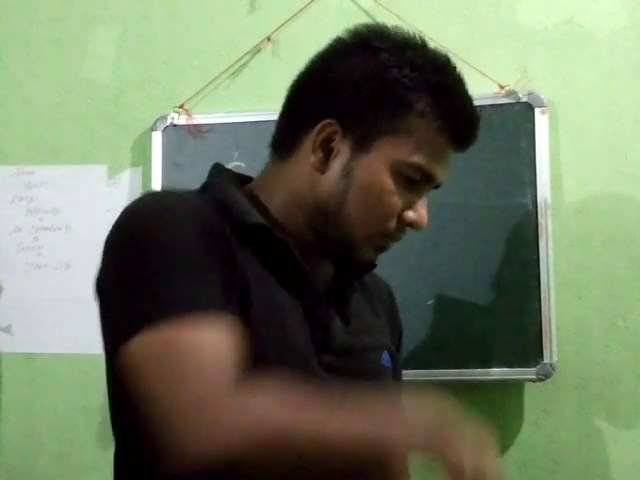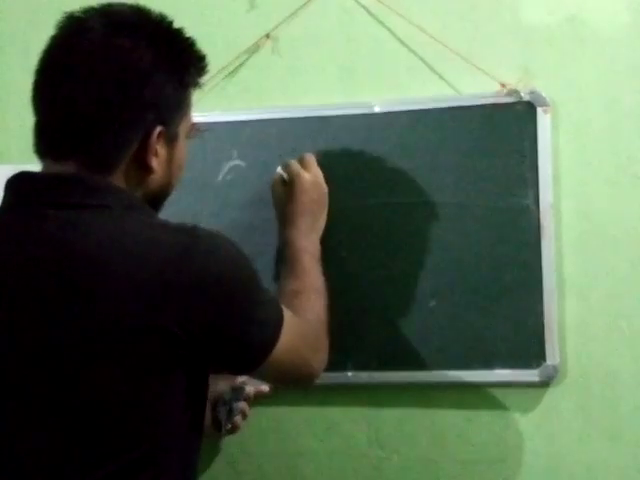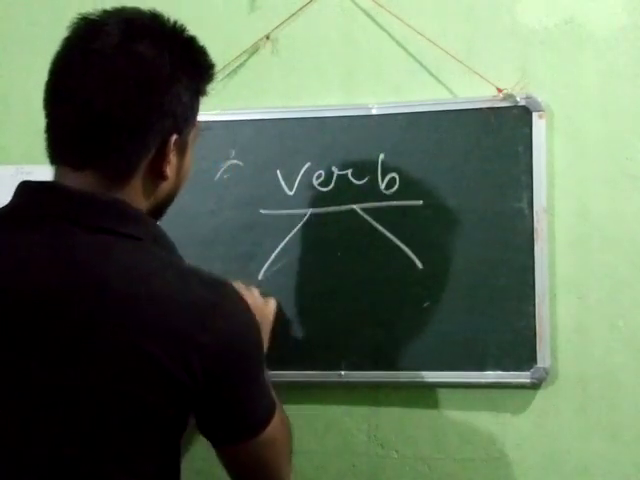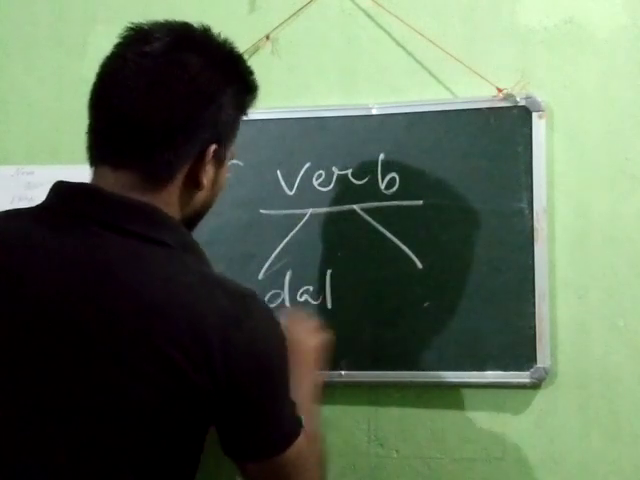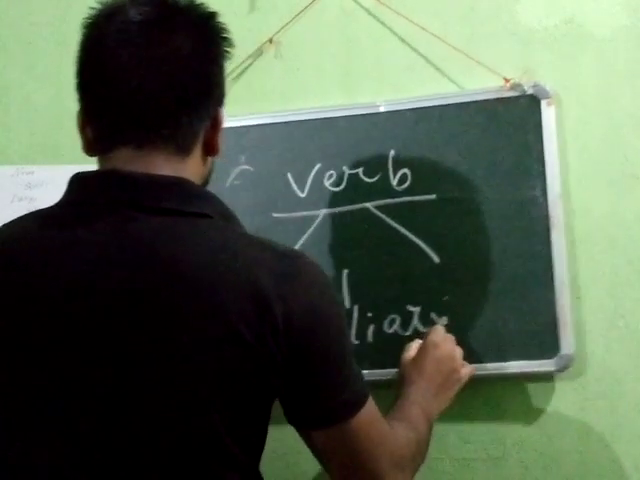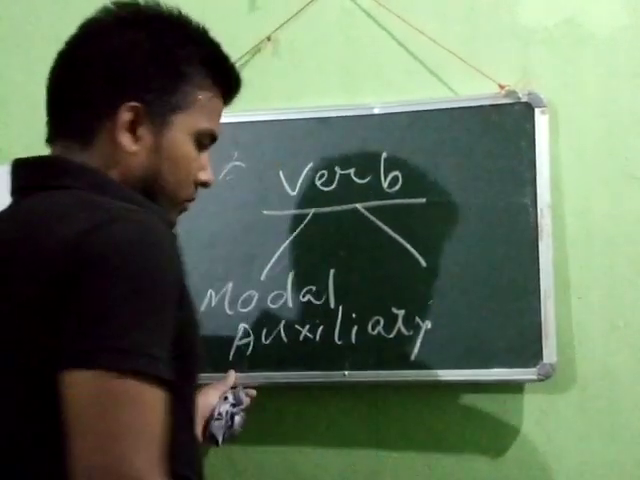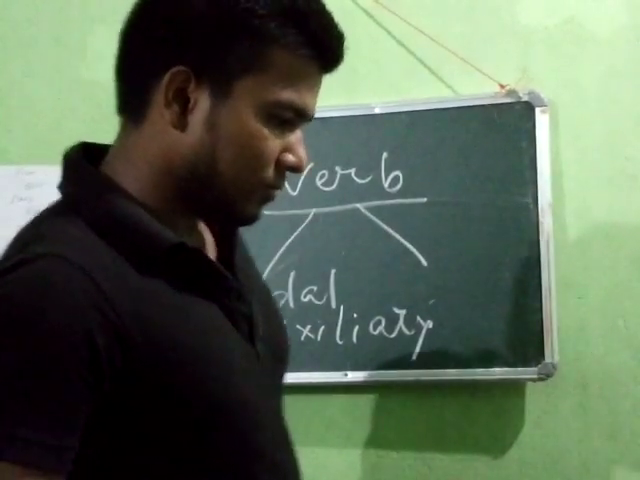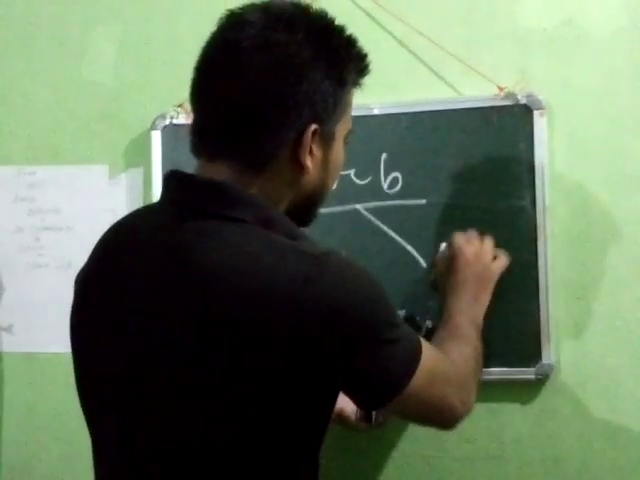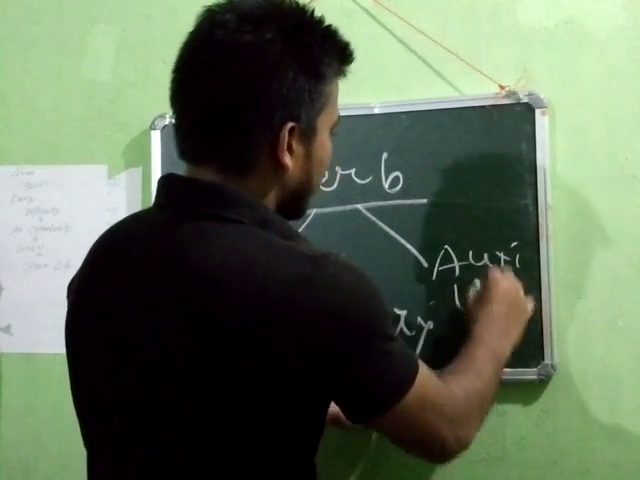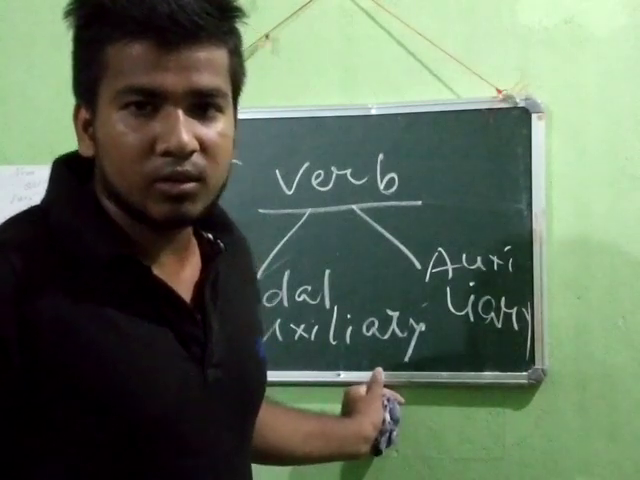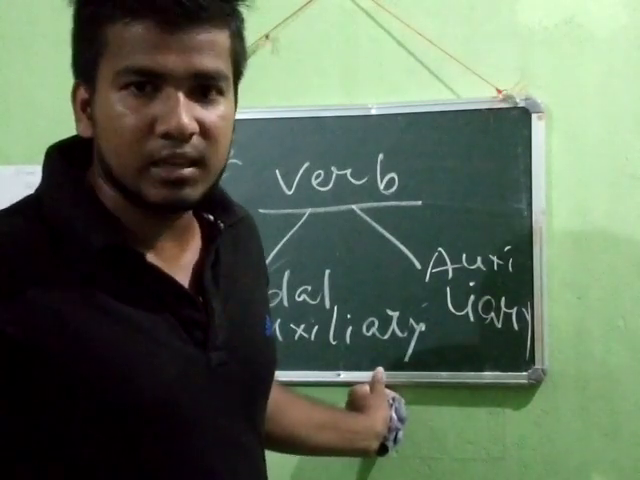And then from the verb part, we have to read modal auxiliary verb, and then auxiliary verb. There will be some questions. Define modal auxiliary verb with examples. Define auxiliary verb with examples.